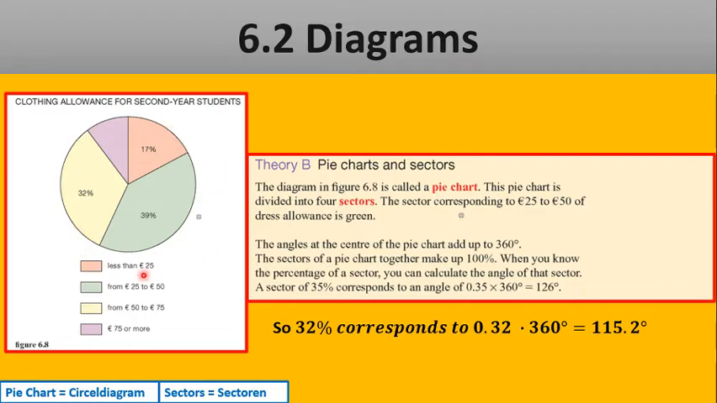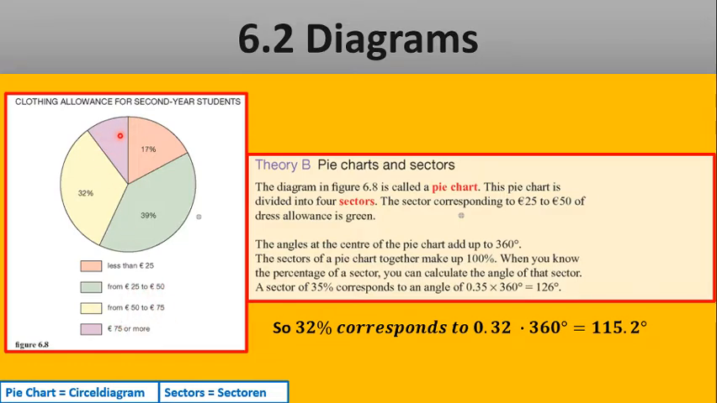The circle is divided into so-called sectors. In this case, we have 4 sectors, right? And the sectors correspond to the data that they give you. In this case, less than 25 euros, between certain amounts, and more.